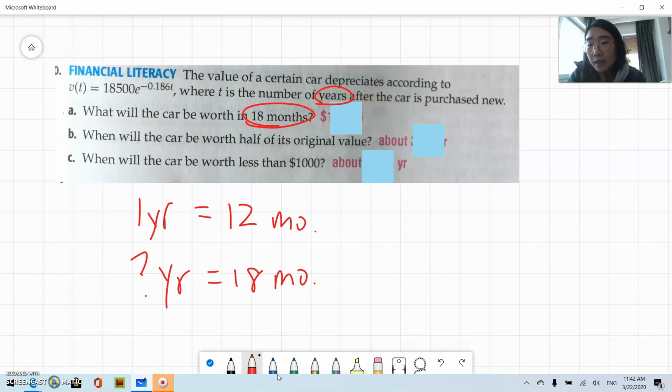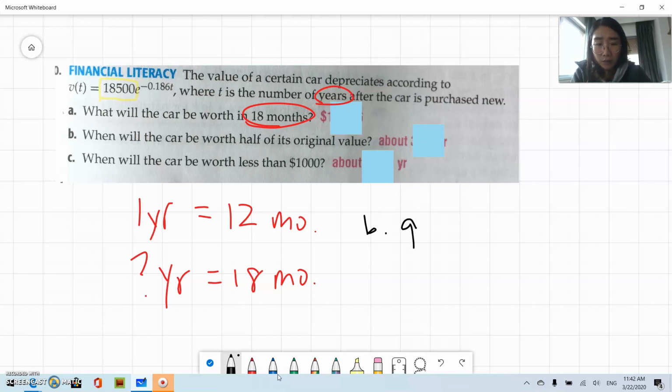Okay. B, when will the car be worth half of its original value? So how do I know which one is the original value? Well, do you remember the P in PERT? Do you remember the P is the principal, meaning the initial amount? So the original value must be 18,500. So then, what is the half of that? Well, let me get my calculator. 9,250.